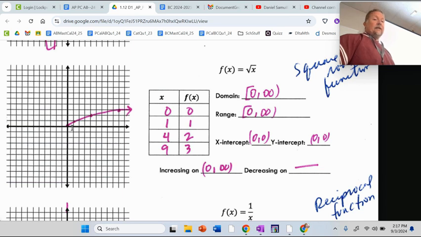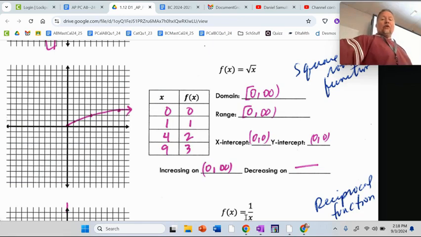And then the outputs, again, look at the y-axis and see how these are not covered down here. So the y-axis only has 0 and all of these numbers, so 0 to infinity. There is 0, 0 again for an x and y intercept. Interesting. And it is only increasing. This is the parent. It's called the square root function.